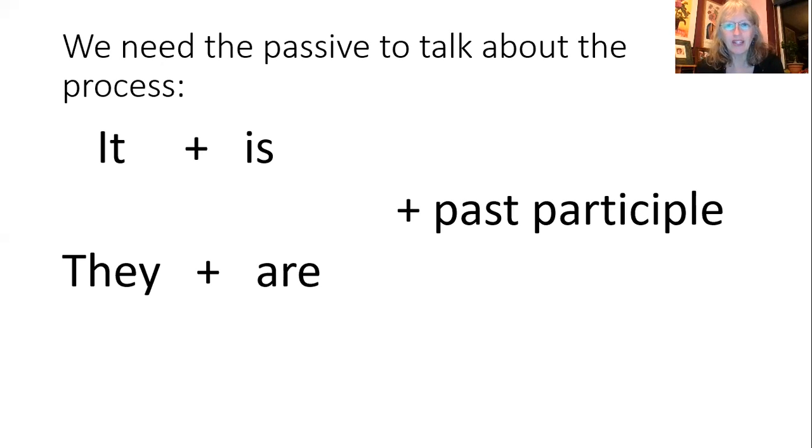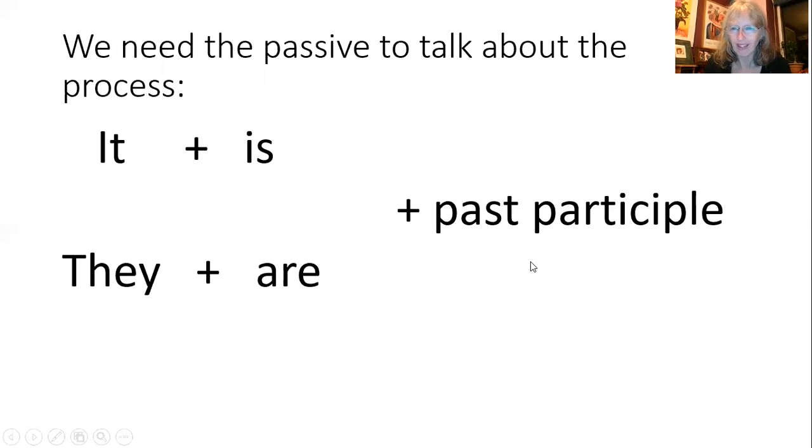This is what we need. This is the grammar that we need. And it's not difficult. It's the subject, singular or plural. Then we have the verb to be in the right tense. And then we have the past participle. Okay, so subject, to be, past participle.